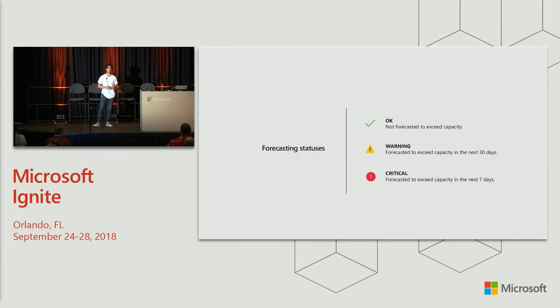Now to map those statuses onto the forecasting capabilities, we'll output okay if you're not expected to exceed the available capacity, warning if you're forecasted to exceed that in 30 days, critical in 7 days.